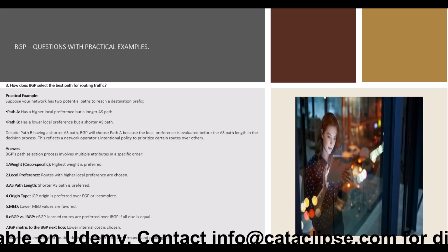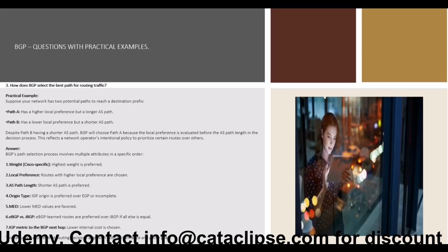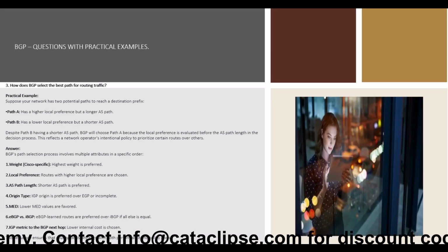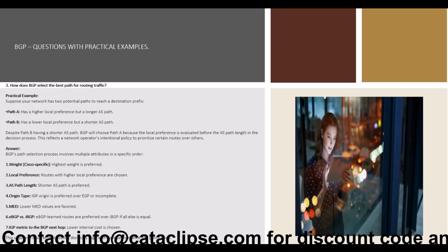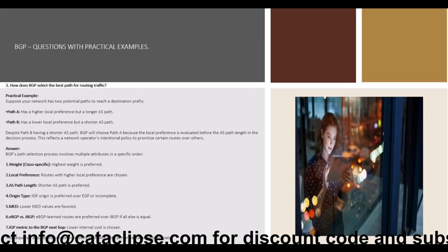How does BGP select the best path for routing? This is a very unique and important interview question, and this is the answer. So a practical example would be, suppose your network has two potential paths to reach a destination prefix. Path A has a higher local preference but a longer AS path. Path B has a lower local preference but a shorter AS path.